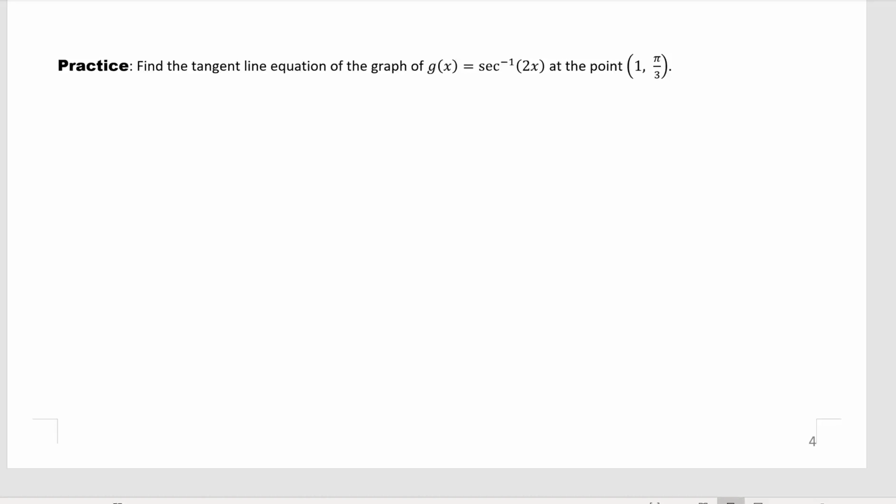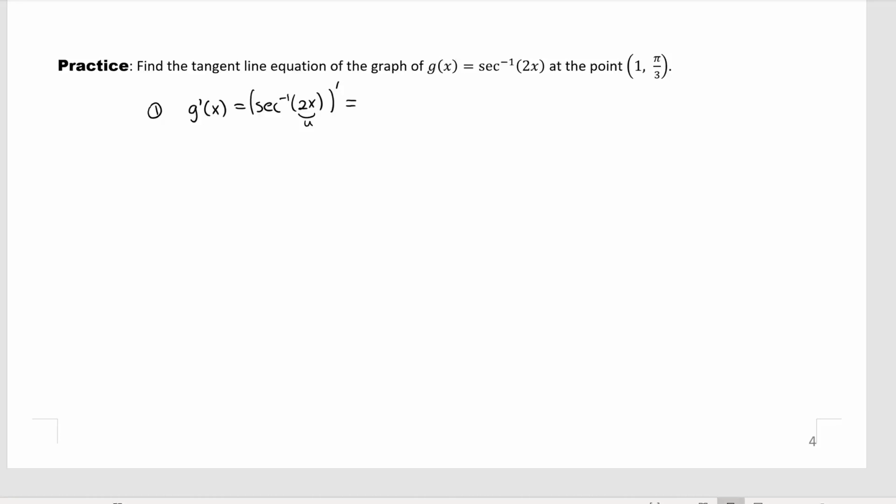Find the tangent line equation of the graph at the points 1 and pi over 3. Remember how to find the tangent line? First step, we find the derivative. Prime. Yeah?